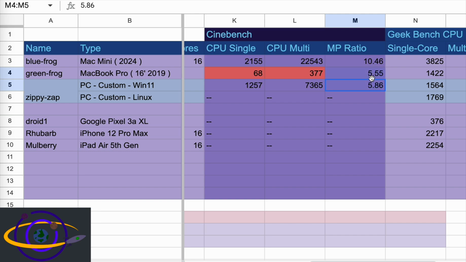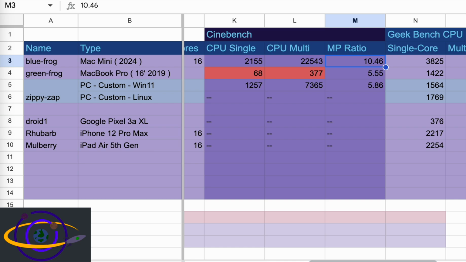The two i7s have almost the same ratio, and the reason the ratio is the same is because both single and multi-core were really low, but they still had the same ratio. It's not a terrible ratio, but it's not as good as the Mac Mini.